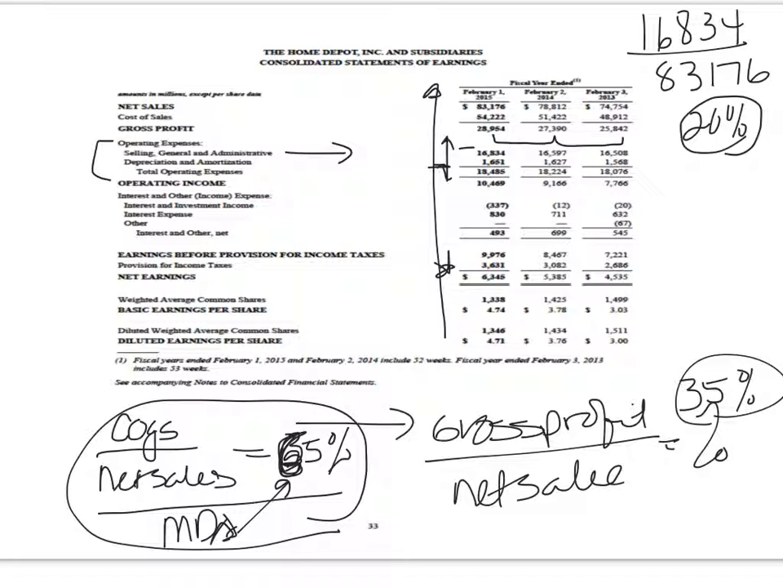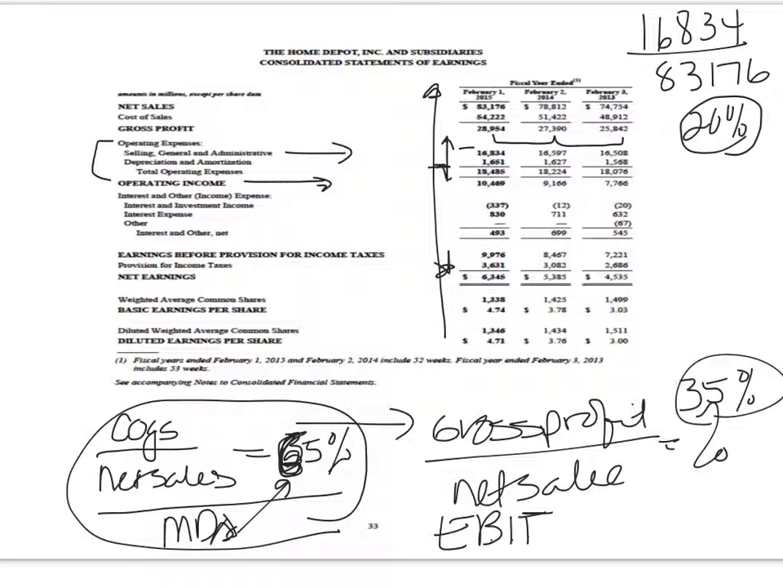So the next line item that we're going to take a look at is what we call operating profit. Here, we call it operating income. They're used interchangeably. You can also call it earnings before interest and taxes, and when we do that, we use the abbreviation EBIT, which is earnings before interest and taxes.